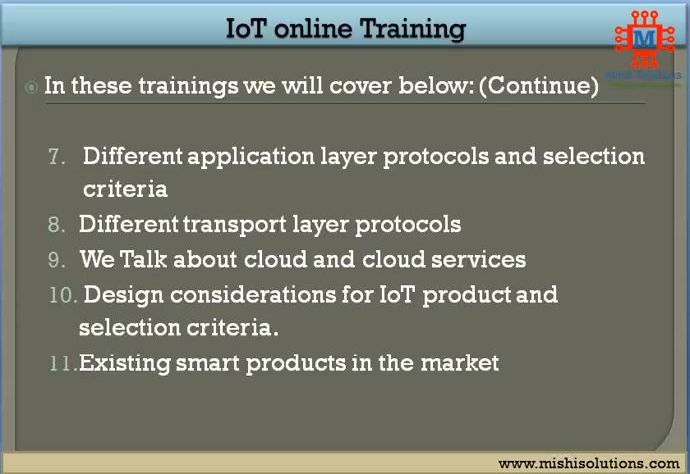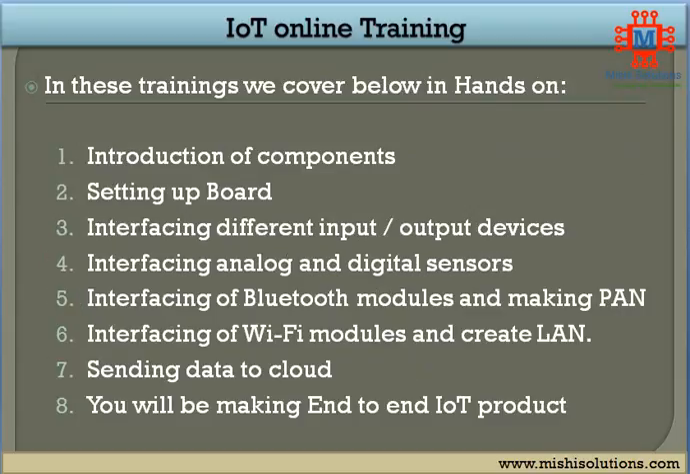Then we would be talking about the design considerations of an IoT product, in which we would be talking about what would be the selection criteria for sensors, for hardware devices, for the communication protocols, the application layer protocols, and the transport layer protocol, and some other criteria which should be considered for designing the product. Then we would be talking about existing smart products in the market.